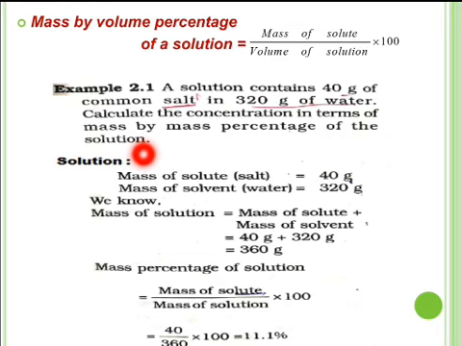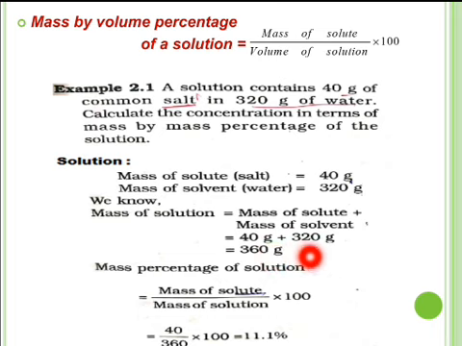Now let us see what is given in this numerical. A solution contains 40 grams of common salt, means mass of solute is given, that is 40 grams, in 320 grams of water, means mass of solvent, that is water, is given, 320 grams. Now to calculate mass of solution, we have to add mass of solute plus mass of solvent, that is 40 grams plus 320 grams gives 360 grams of mass of solution.